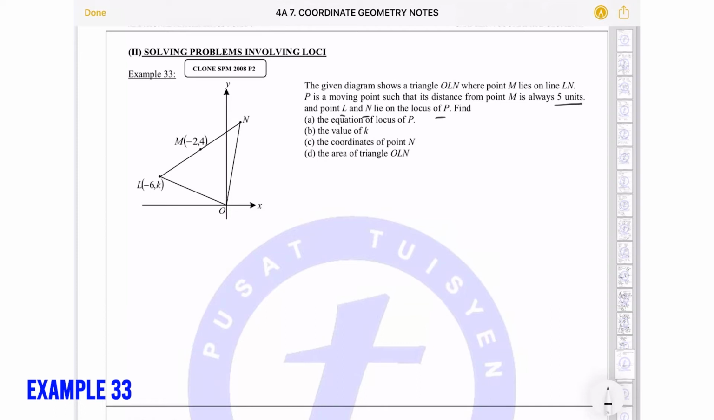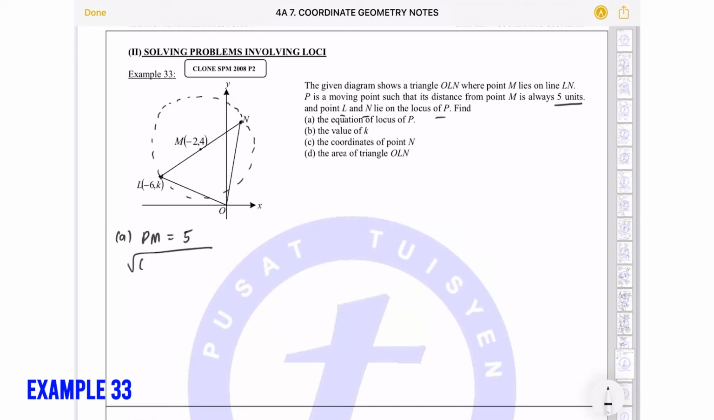So that means if LN lies on the locus of P and P is a circle, it must be a circle that passes through L and N, something like that. Okay, I just do a rough sketch. So what can we tell? LN must be a diameter of the circle. So to find the equation of the locus, we can start by writing PM equals 5 units.